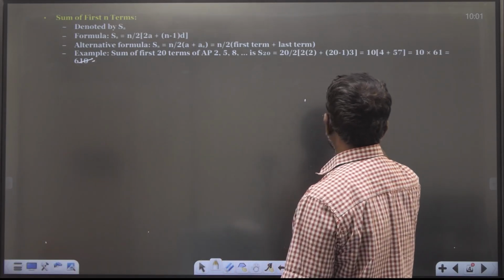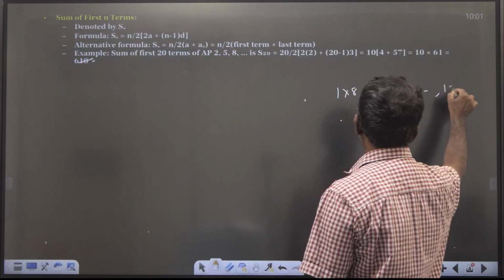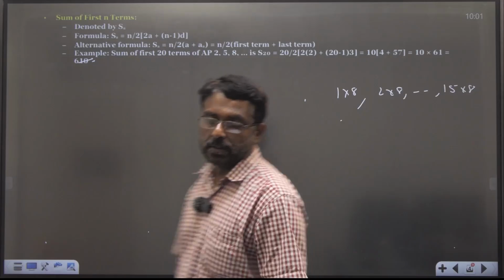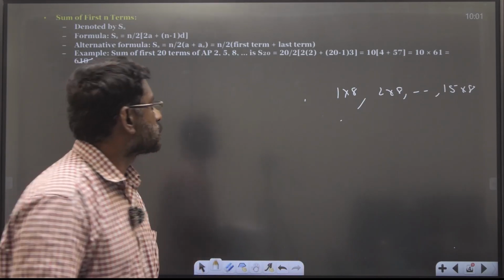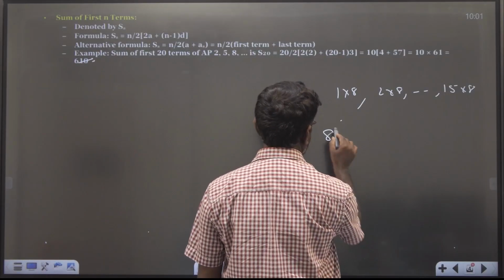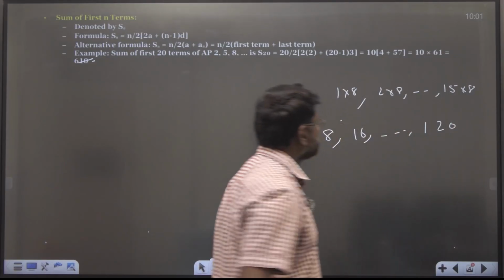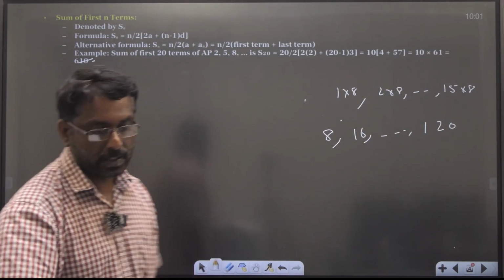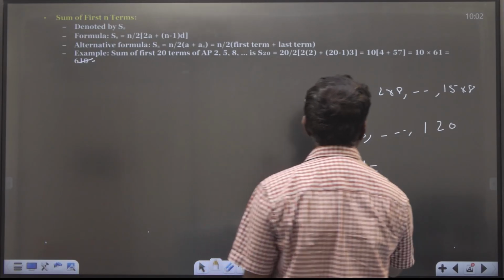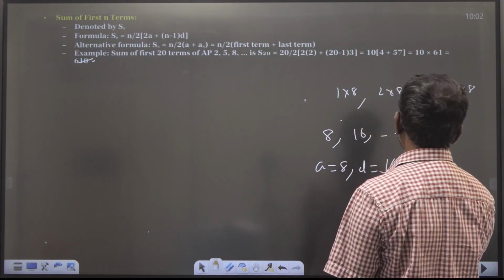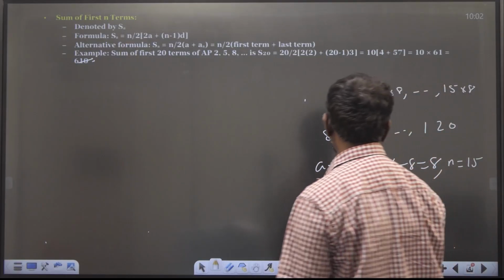15 multiples means 1 into 8, 2 into 8, etc., 15 into 8. So our progression, our sequence, is 8, 16, etc., 120. Here a is equal to how much? 8. What is d? 16 minus 8, again 8. What is n? Number of terms, 15.